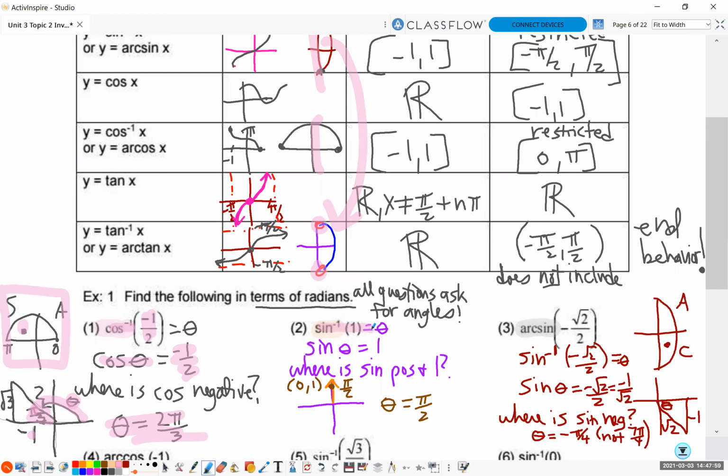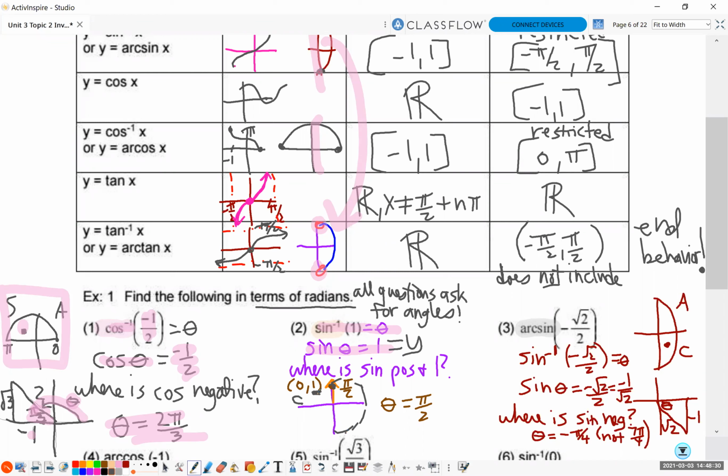Inverse sine of 1 equals theta. Therefore, sine theta equals 1. Remember that sine is your y value. Where is sine positive and 1? Well, this is the only part of the unit circle that I can do. I'm going to do the half circle here. This is where sine is 1.